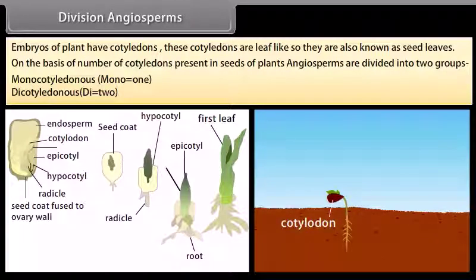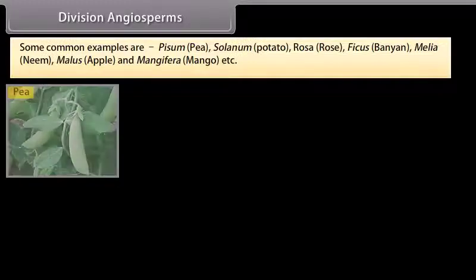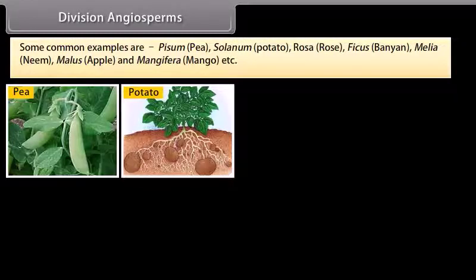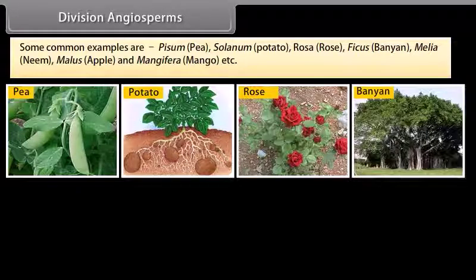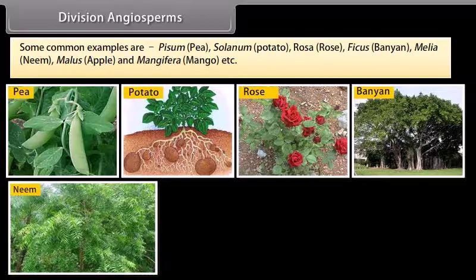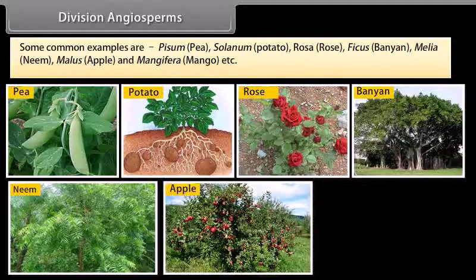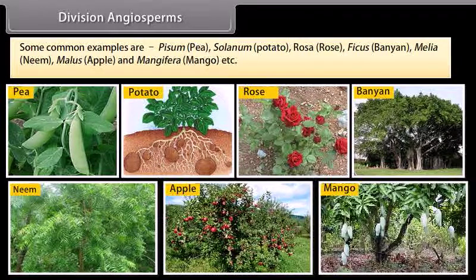Monocotyledonous, mono is 1. Dicotyledonous, di, which is 2. Some common examples are Pisum, pea, Solanum, potato, Rosa, rose, Ficus, banyan, Melia, neem, Malus, apple, and Mangifera, mango, etc.